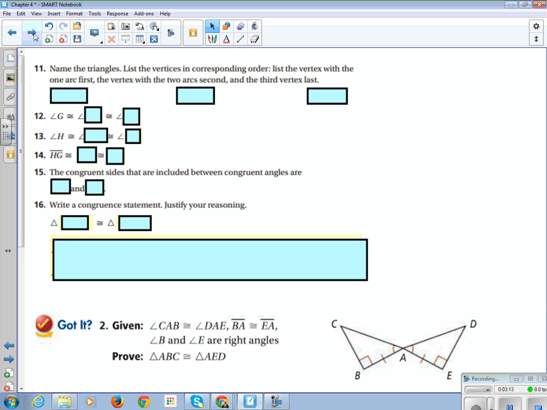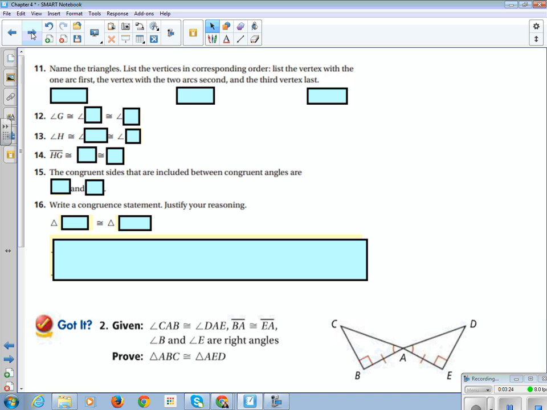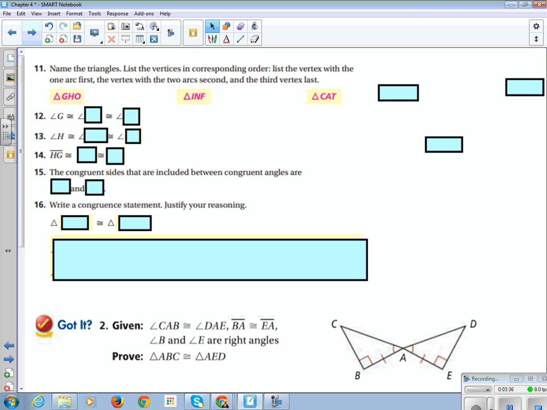All right, so name the triangles, list the vertices. Now we're going to take the same problem we did and break it down. So what I want to do is go over this information with you. List the vertices in corresponding order. List the vertex with one arc first, the vertex with two arcs second, and the third vertex last. So triangle GHO, triangle INF, and triangle C.